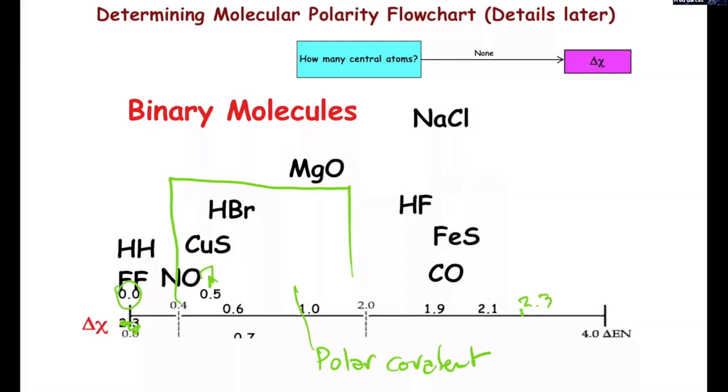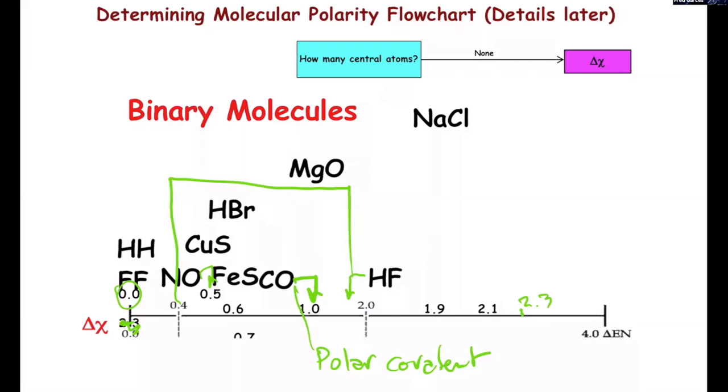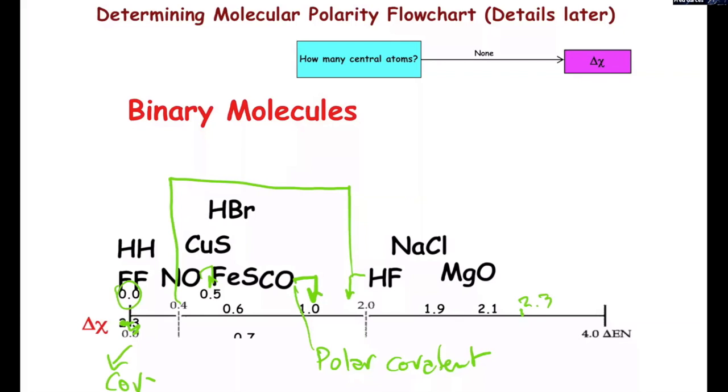What other chemicals are polar covalent? Iron sulfide. Just calculate the electronegativity. Carbon monoxide. Oxygen's 3.5, carbon's 2.0. That difference is 1.0. It actually needs to be put right there. Hydrofluoric acid, that's 1.9. Hydrogen's 2.1, fluorine's 4.0. Then we get to the ionic substances, sodium chloride, magnesium oxide. So what we have here is that these chemicals, just based on electronegativity, are covalent. These chemicals are polar covalent, and there's a lot of them. And then finally we get to ionic.